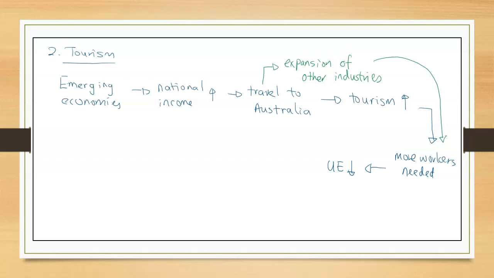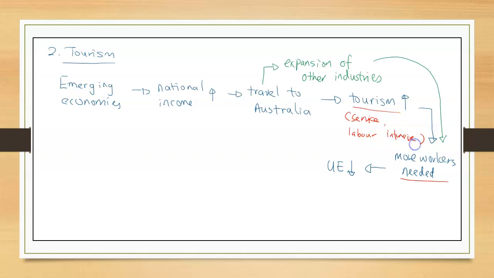Of course, because Australia is geographically closer to developing economies, and Australia has many attractive tourist spots, that encourages foreign tourists to come in. When tourists travel to Australia, it expands the tourism industry directly. Expanding the tourism industry will require more workers, particularly because tourism is a service-based industry. It's a service industry, therefore it is labor intensive, meaning it needs a lot of workers.